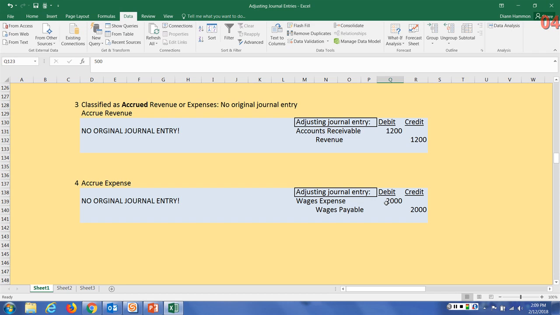Again, go back to your debit and credit rules, and you'll see that these increases and decreases follow along in the same way that you've been taught in your class. To accrue an expense, no journal entry. Okay, let's look at some examples.